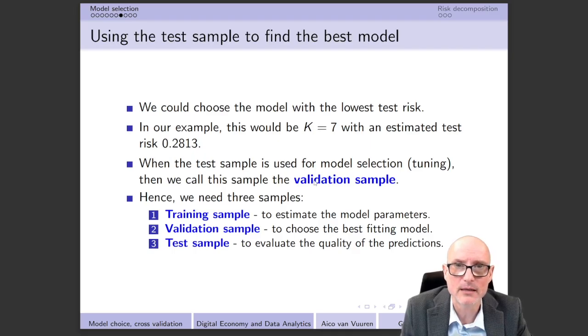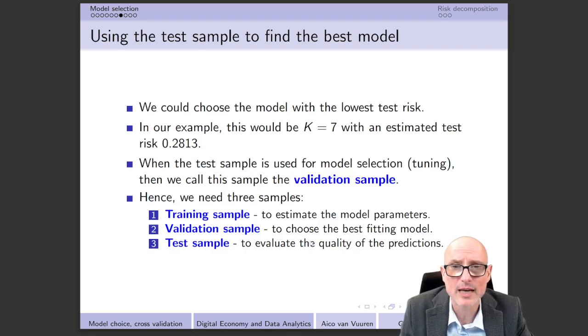That implies that in machine learning we always have 3 different samples. First of all, we have the training sample, to estimate the model parameters. We have the validation sample, which is used to choose the best fitting model, so to tune this K that we have over here, at least in K nearest neighbors. And then finally we have the test sample to evaluate the quality of the predictions.